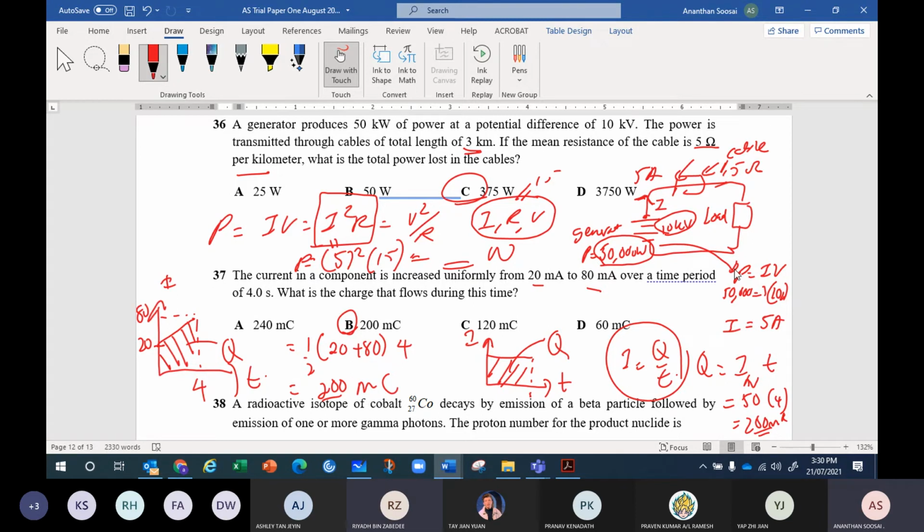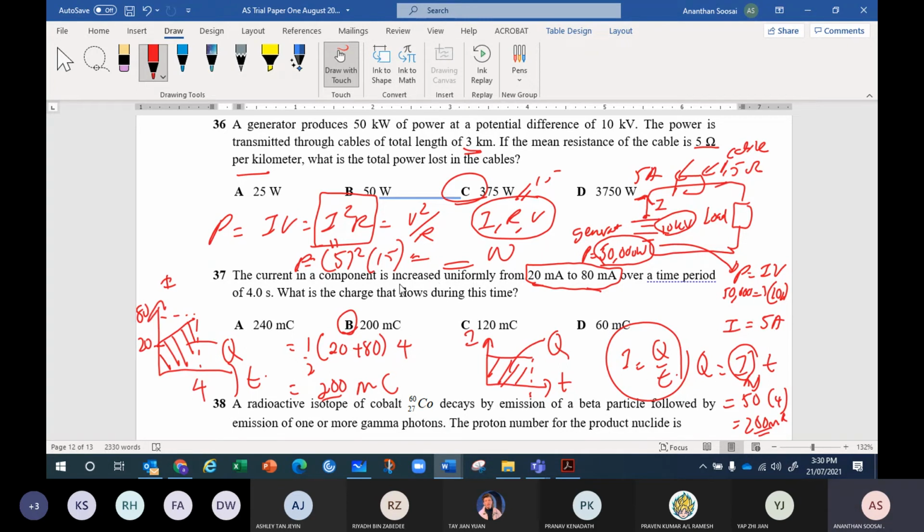Why did you use the graph instead of the formula? Because the current is changing. If the current is constant, you can use that formula. But because the current is changing, the current you put in must be the average current. But this change from 20 to 80 must be linear, a straight line. Then the average current is going to be 50.